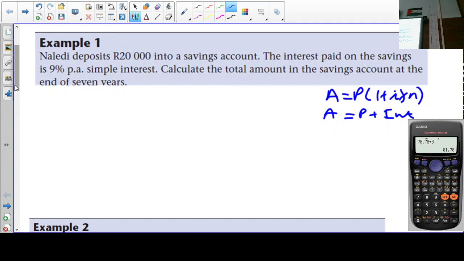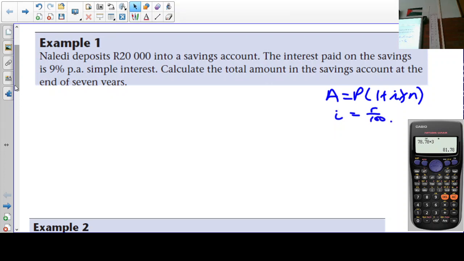Your P, what is your P? Your principal or your starting value or your initial value. Your I is your rate over 100. And your N is your time in years. Alright, are you all okay with that? Is there any confusion? No.